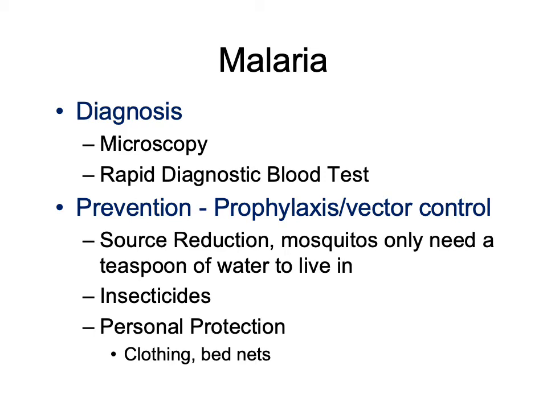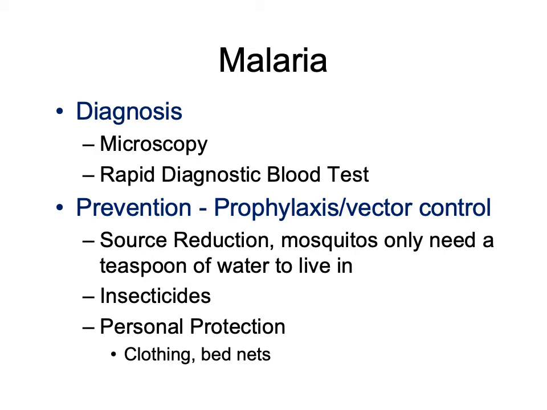We need to reduce the source. So you need to reduce the source of mosquitoes. Dump all water. If you have any standing water in the area, you need to dump that water so that it will not live in it. It only needs a teaspoon of water to live in, which is amazing to me. So reduction in standing water in certain places.